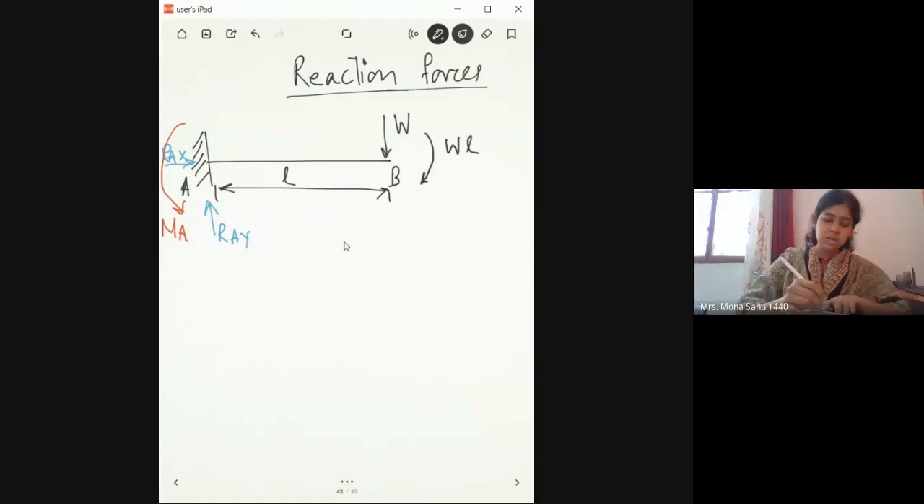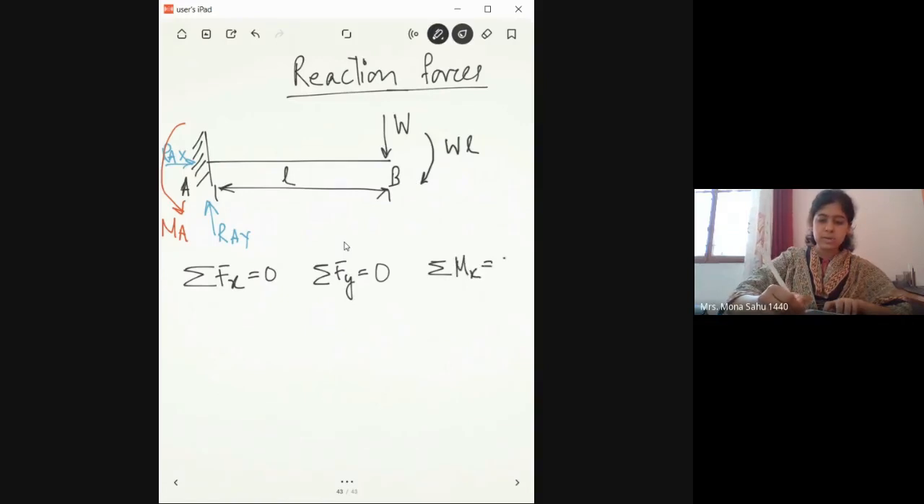Now use your equations of equilibrium. That means Fx equal to 0, Fy equal to 0. There is no Fz, so I'm going to leave that. Moment in x direction equal to 0.